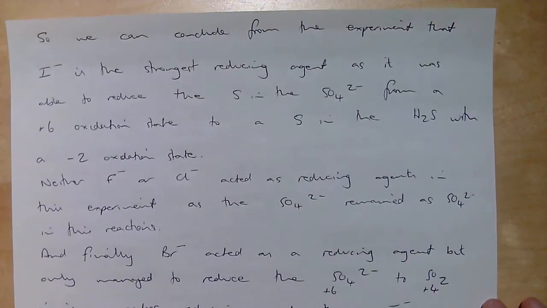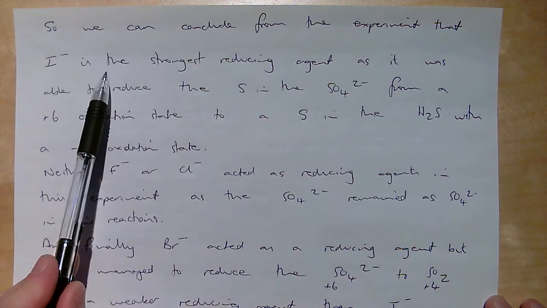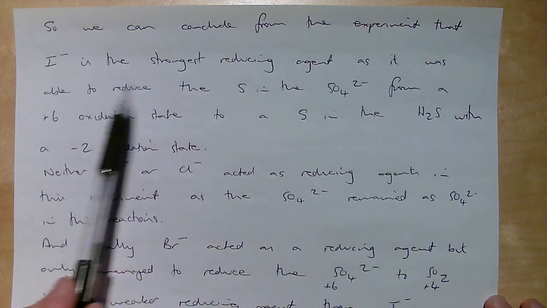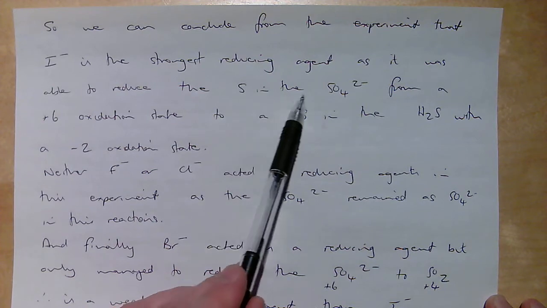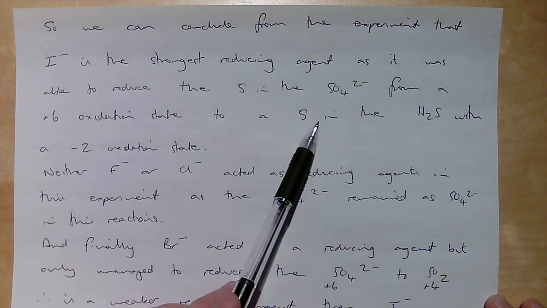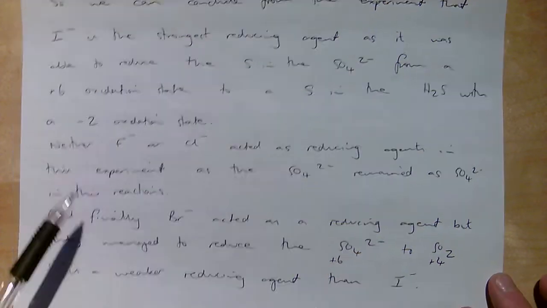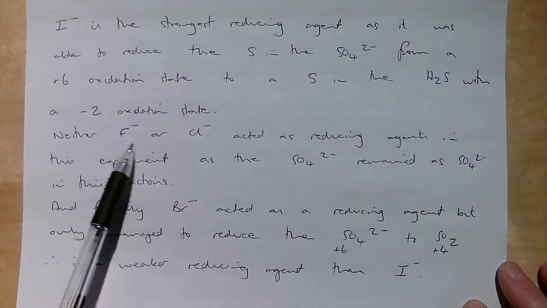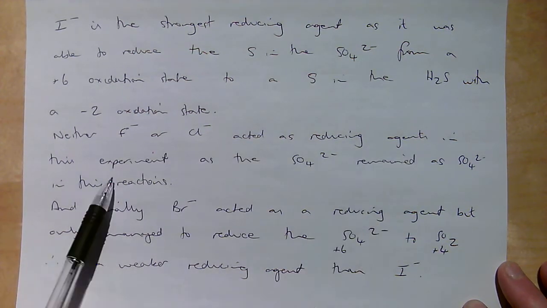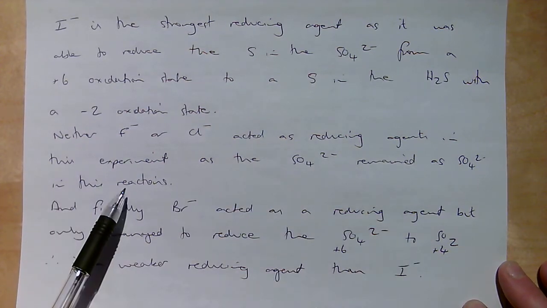So let's go through our conclusion. We can conclude from the experiment that the I- ion, the iodide ion, is the strongest reducing agent, as it was able to reduce the sulfur in the SO4 from a +6 oxidation state to the sulfur in the H2S with a -2 oxidation state. Neither F- nor Cl-, neither the fluoride ion nor the chloride ion, acted as reducing agents in this experiment, as the SO4 remained as SO4 throughout the reactions.